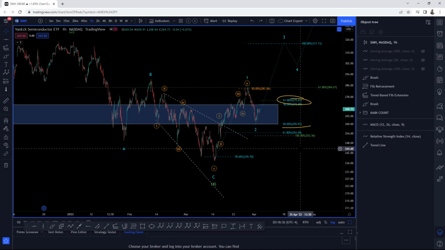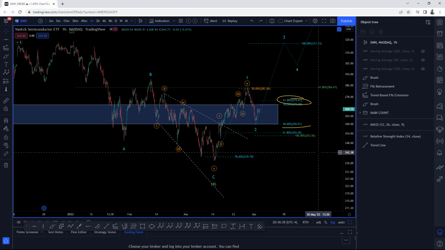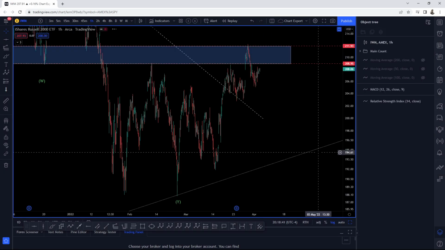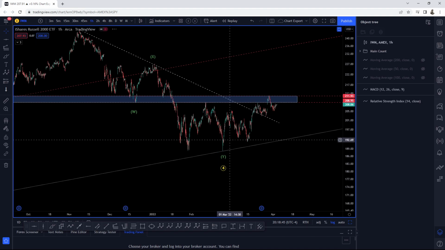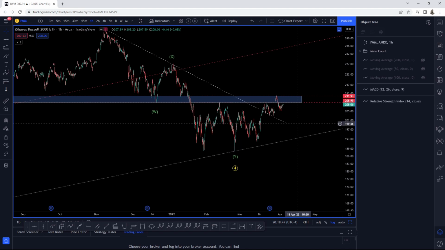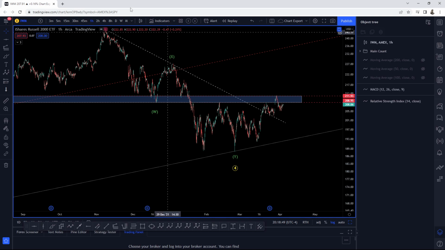Downside support 252 to the $254 region. And last but not least, IWM. At this point in time, all I care for is for this thing to break above 211 and 208. Okay, guys? Why do I say that?